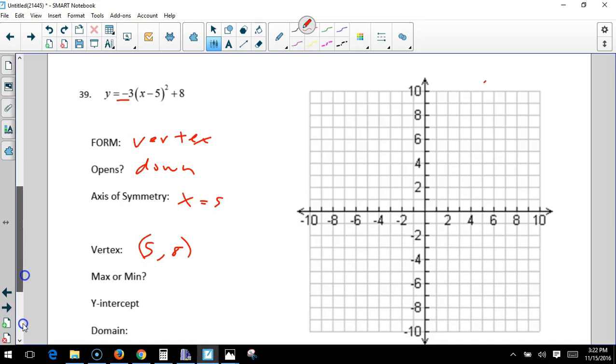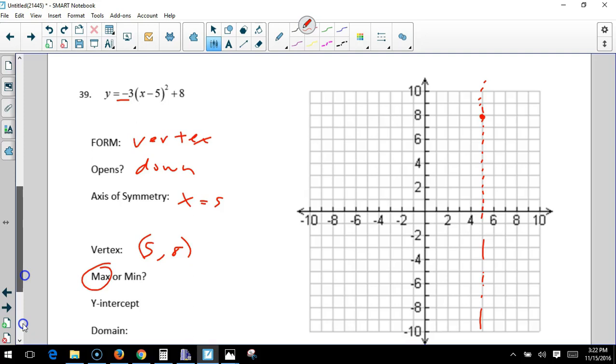So I can go here before I do anything else. Just put my axis right here at 5. 5, 8 is my vertex. It's going to be opening down. Maximum or minimum? It's going to be maximum because it's going up.